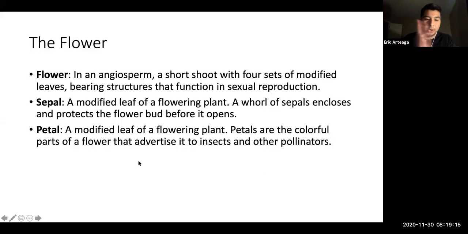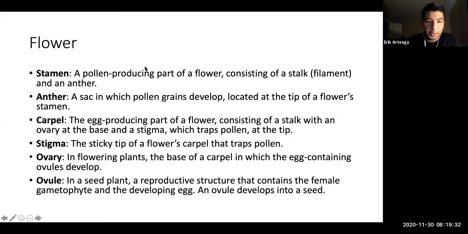So again, these petals are going to advertise that there's pollen as well as some sort of sugar that's going to be there for the pollinators, right? The bees just don't come to the flowers just because there's pollen there. The bees don't really feed off of pollen, right? They're going to feed off of the sugar that's produced by that flower, okay?